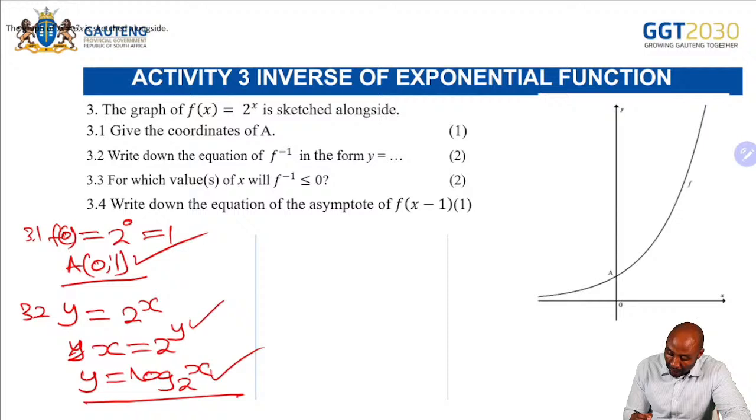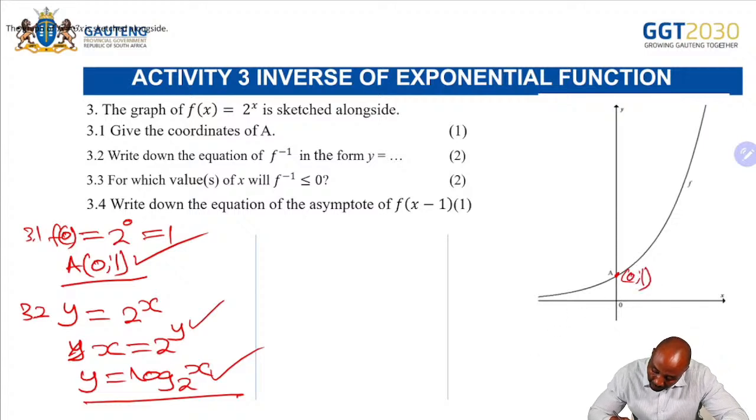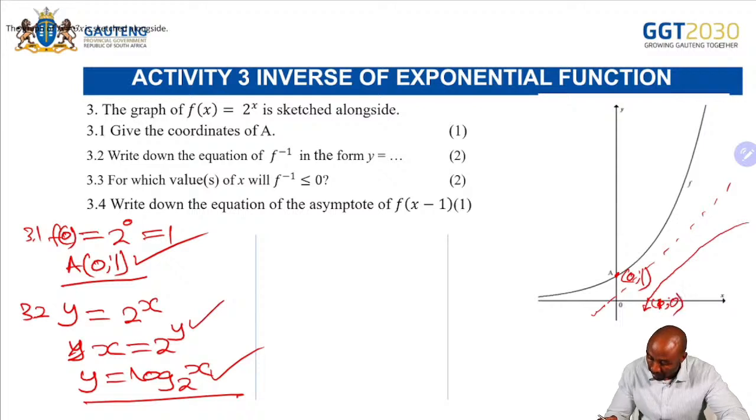For which values of x will f inverse be less than or equal to 0? Remember, here we said the coordinates are 0 and 1, and we said this is an increasing exponential function. That would be our axis of symmetry, and the inverse would look something like that. It will pass through 1 and 0 there. So the y-intercept becomes the x-intercept there. So our graph is like that.